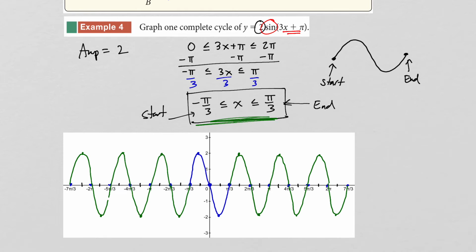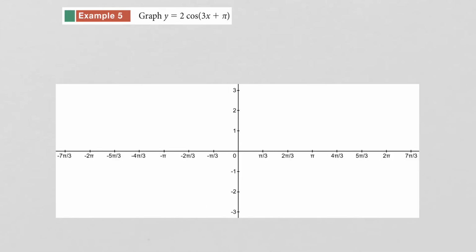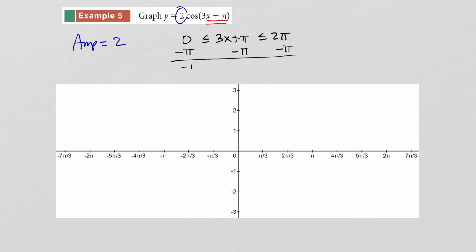Let's do some more. Okay, finally we're going to look at a cosine graph. The good news here is that it works exactly the same way. So notice here that we have an amplitude equal to 2. I'm going to take my expression inside here, which is 3x plus pi, and that's going to be set between 0 and 2 pi. And we'll go ahead and solve for x. So I'm going to subtract pi from everything.